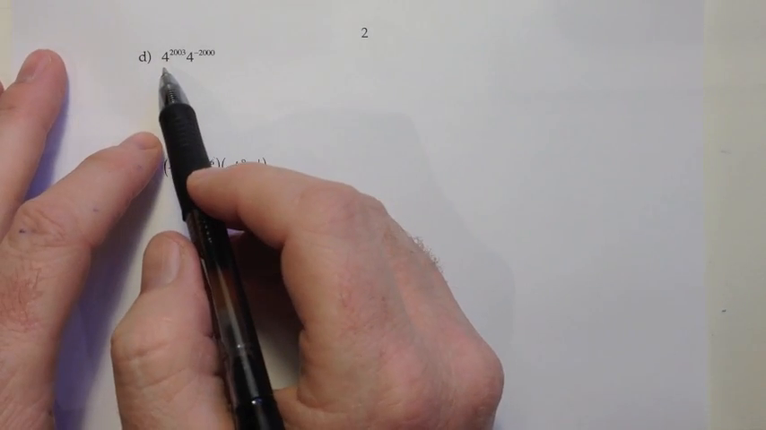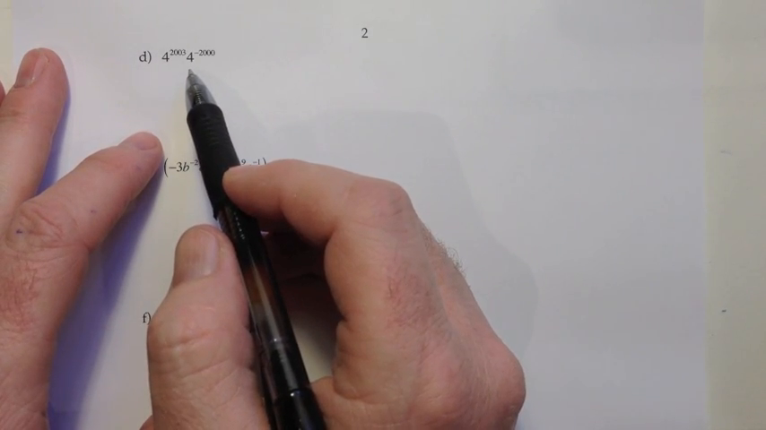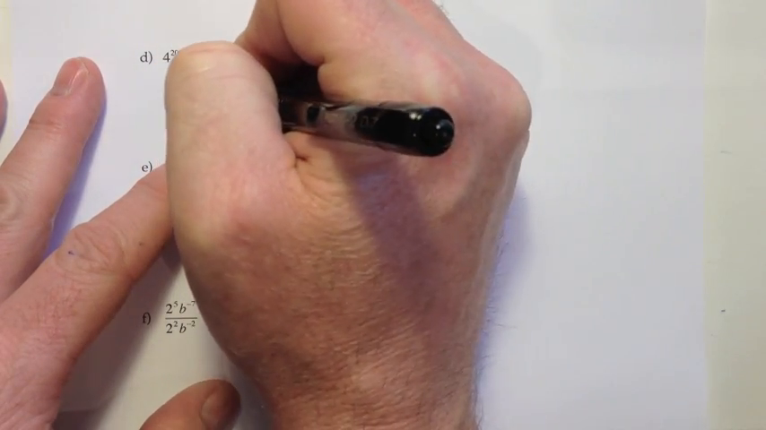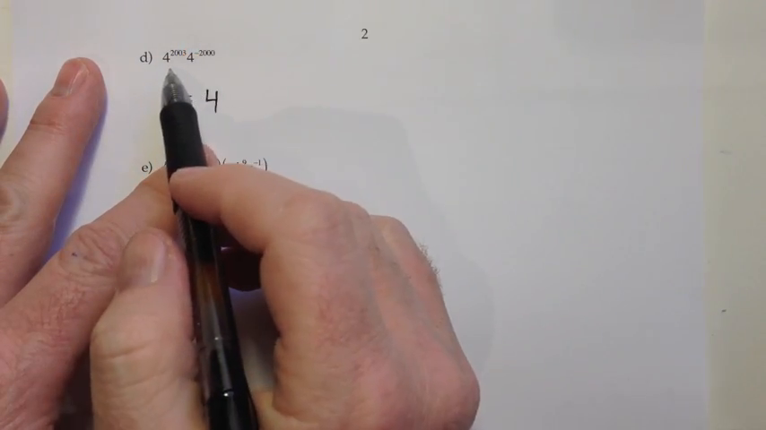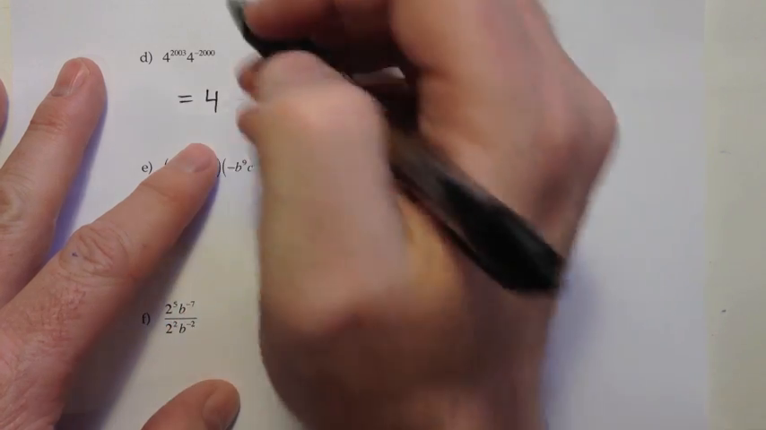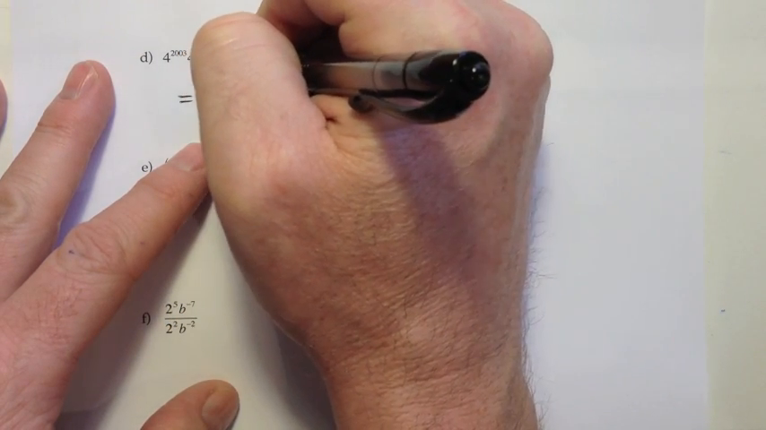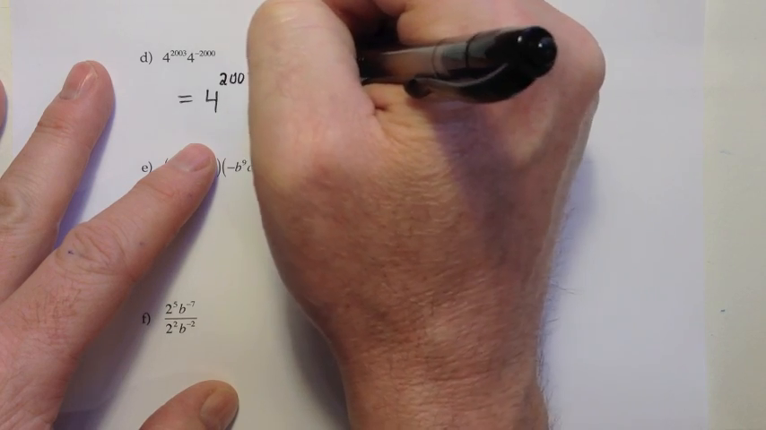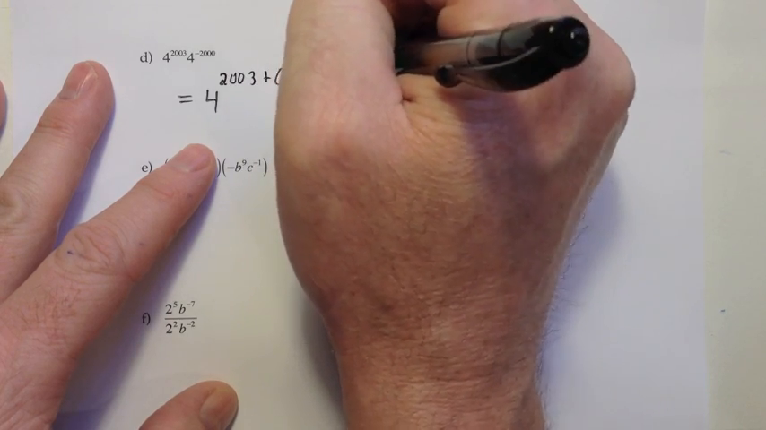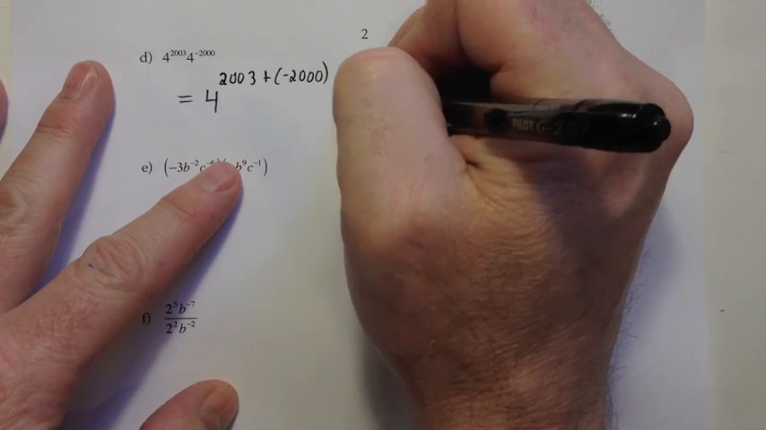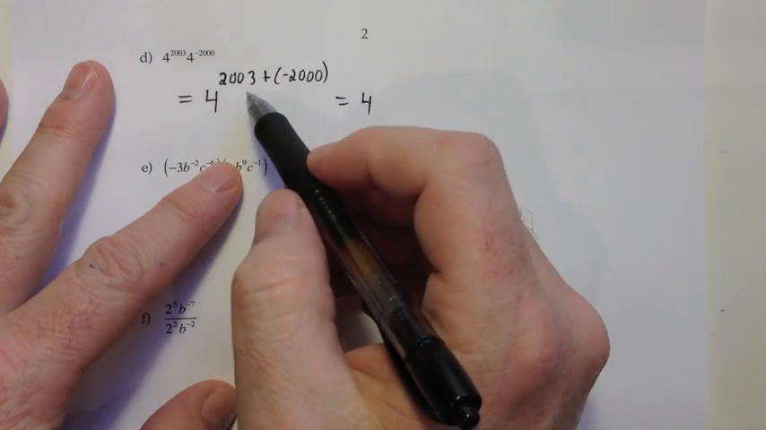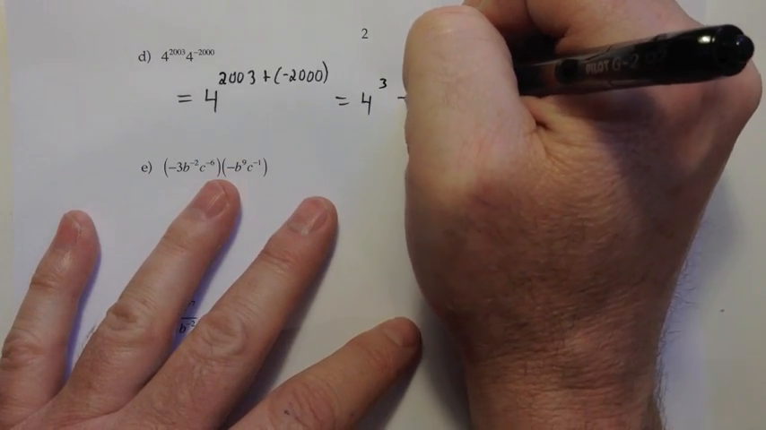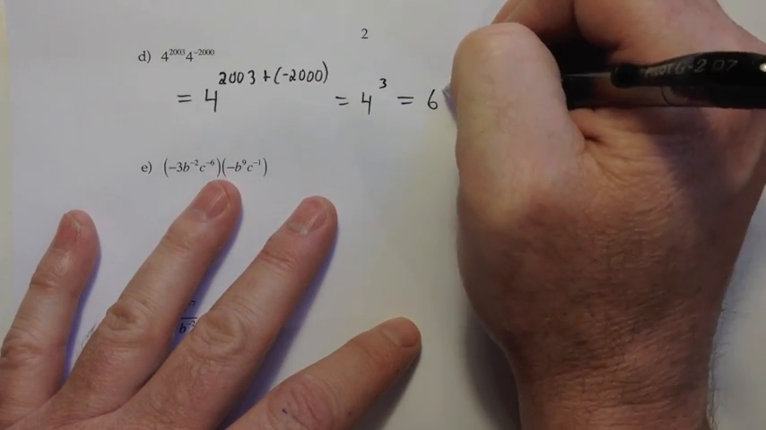So if you have two bases that are the same and you're multiplying, our rule before was to add exponents and leave the base alone. And you can still do that. So since both of these have a base 4, when I multiply, I keep a base of 4. And I just take the first exponent, 2003, and I add the negative exponent of 2000. And since that's plus a negative, it really just turns into subtraction. And 2003 minus 2000 would just be third power. And so we get 4 to the third, and that's 64.